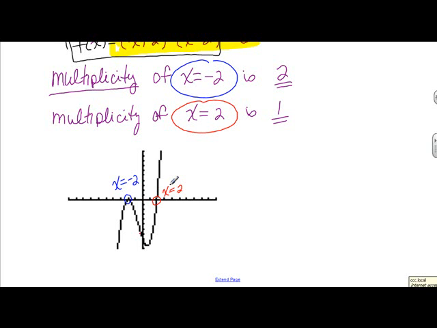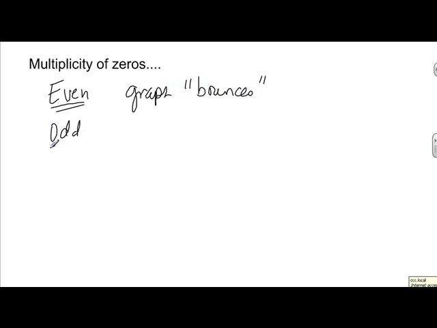If you have even multiplicity, then the graph bounces at that x-intercept. Okay, so if the multiplicity is 2, 4, 6, 8, any even number, you can be sure that the graph is going to touch that axis and change direction there. If the multiplicity is an odd number, the graph will always cross the x-axis at that 0.